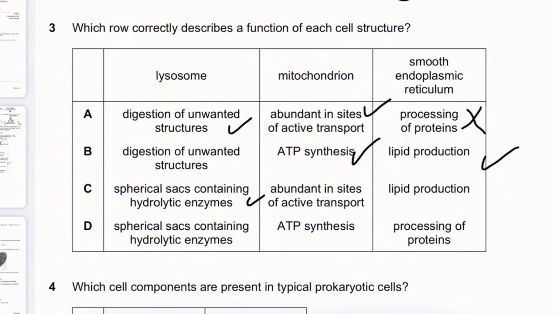As for which option is more correct, the digestion of unwanted substances versus spherical sacs containing hydrolytic enzymes, since they're asking for function, the latter is more of structure. So you're going to go with B.